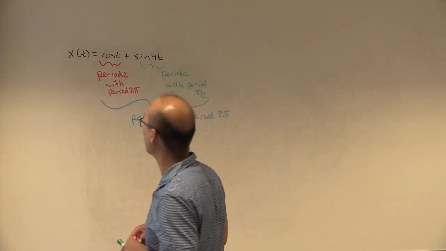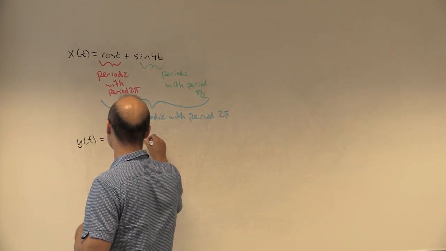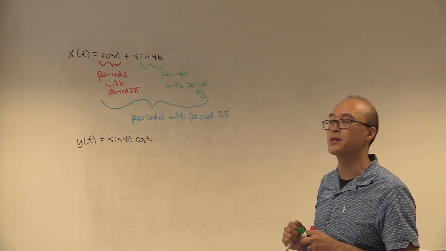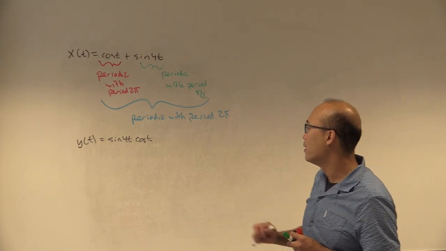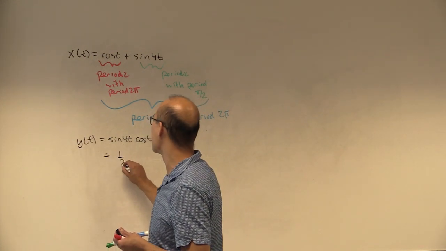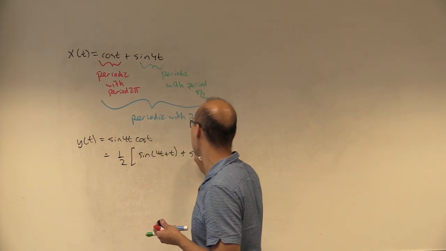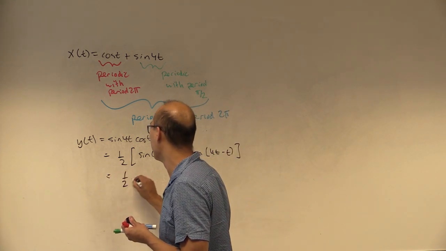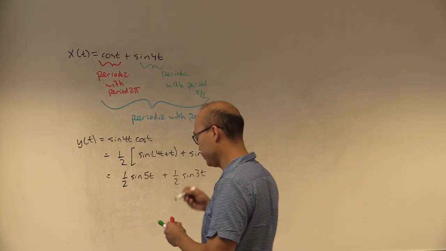Let's take a look at the second signal. y of t is equal to sine 4t times cosine of t. In this case, we should identify again that the two individual signals that constitute our overall signal are themselves periodic, and we'd like to know whether the product of these signals is periodic. So we can rewrite sine 4t cosine of t using trigonometric identities. This is simply going to be a half times sine of 4t plus t plus sine of 4t minus t, or effectively a half sine of 5t plus a half sine of 3t.